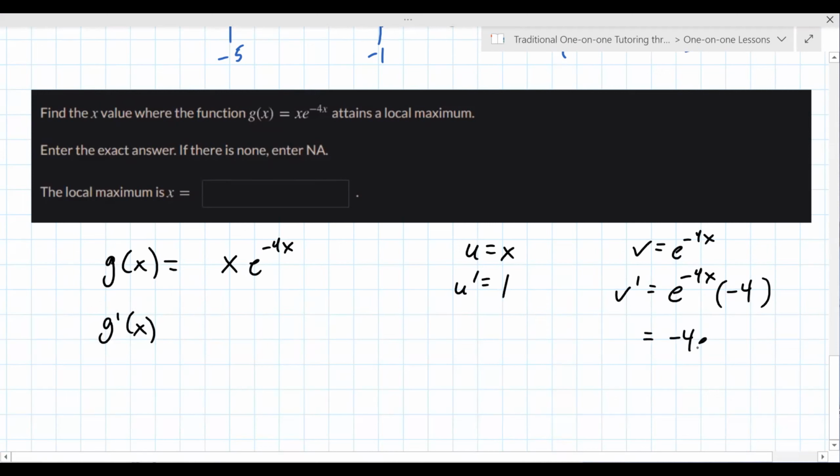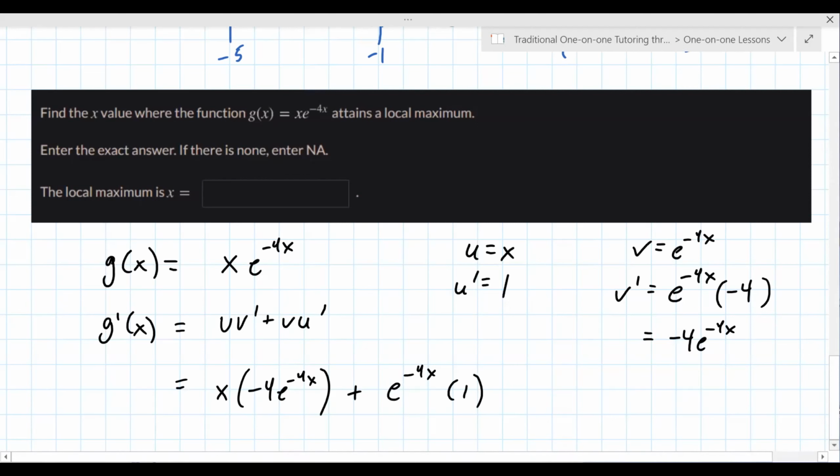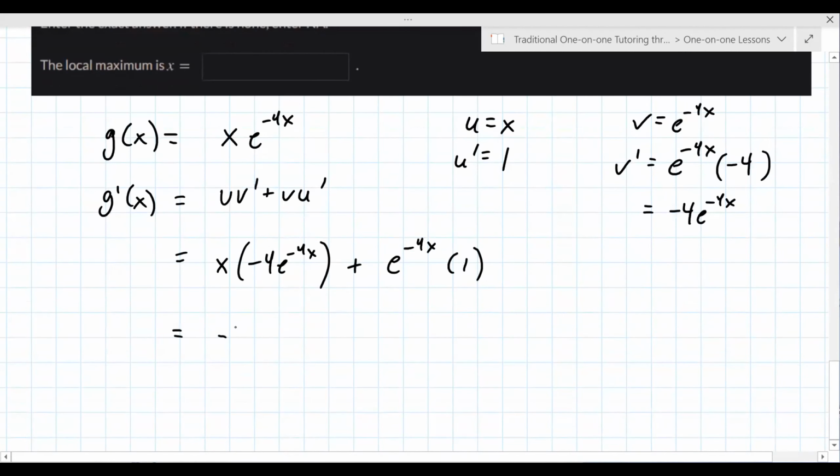And because we're using it, you might want to simplify there. So your derivative product rule is U V prime plus V U prime. So that's X times -4 e to the -4x plus e to the -4x times 1. And just a little bit of rewriting here to get it kind of nice.